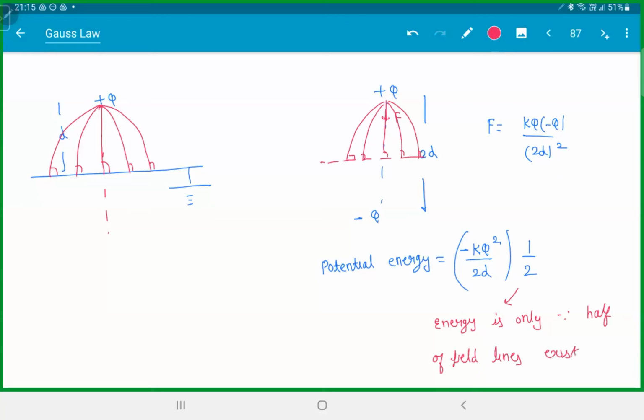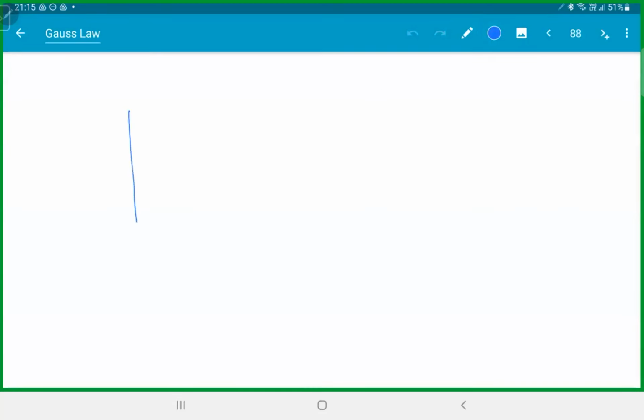Clear? This is how they can play around with it. Meaning, just to ask you more, suppose there are two plates like this and they have a plus q, what will you do then? What if you have two infinite plates? What will you do for this? Recharges.